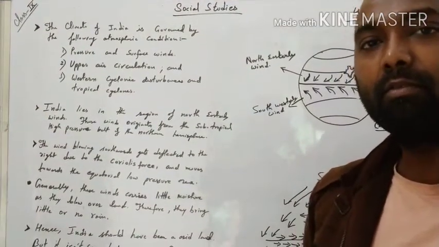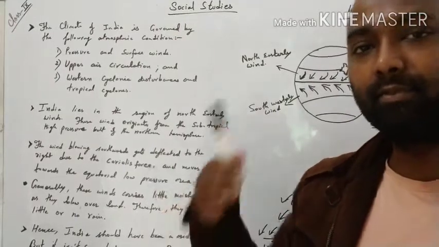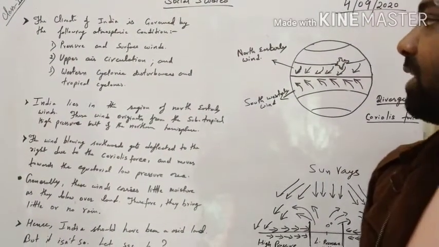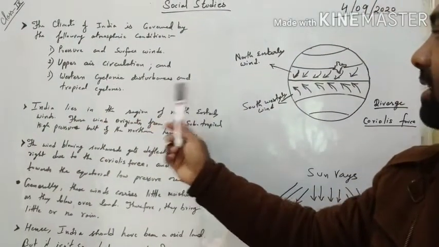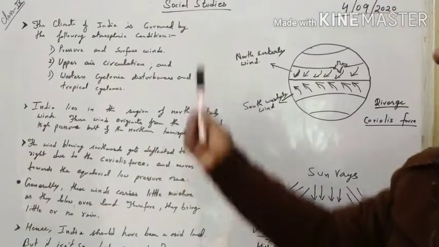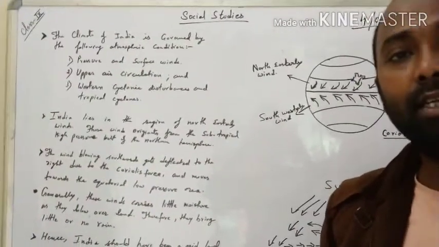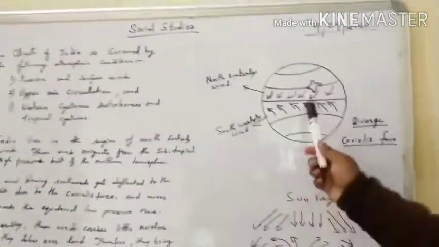Now when we talk about the climate of India, the climate of India is governed by the following atmospheric conditions which we have already discussed. These are the pressure and surface wind, upper air circulation, and western cyclone disturbances and the tropical cyclone. So these are the atmospheric conditions that influence the climate of our country. Now let us understand this with the help of a diagram.